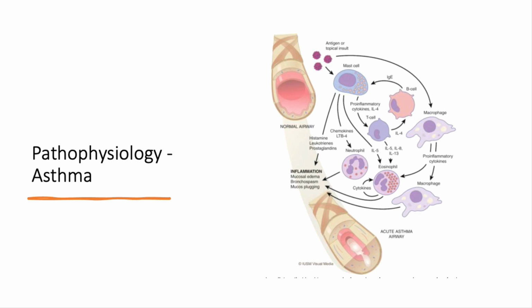This illustration is an excellent example of the pathophysiology of asthma. As you can see, there is an IgE pathway built in here, which explains why allergies are involved in asthma, and also why children with asthma may have atopic dermatitis as well. The end result of this pathophysiologic process is mucosal edema, bronchospasm, and mucus plugging. It's very important to remember these 3 things because we're going to want to treat all of these later.